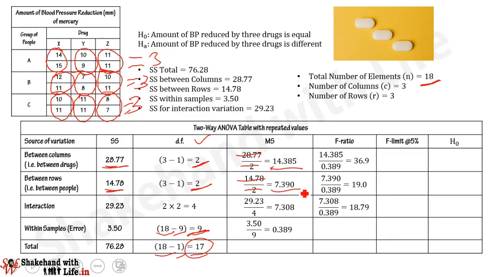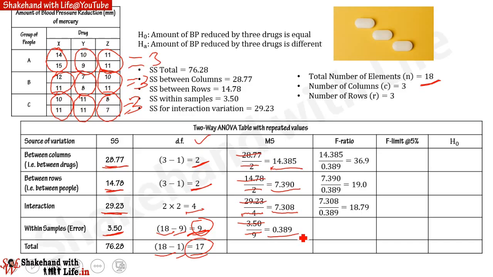Now the mean square for interaction variation. It is the sum of squares for interaction variation, which is 29.23, and the degrees of freedom is 4. So the mean square for interaction variation is 29.23 divided by 4, we get 7.308, right? Now the mean square for variation within the samples: the sum of squares for variation within samples, 3.50, divided by the corresponding degrees of freedom, which is 9. So 3.50 divided by 9, we get 0.389.